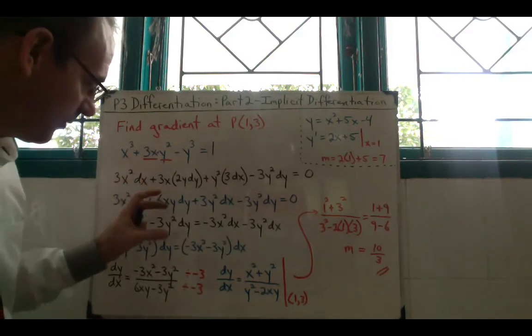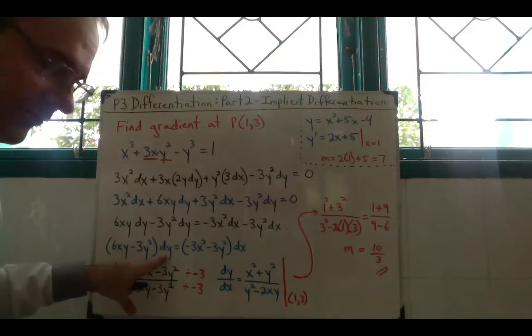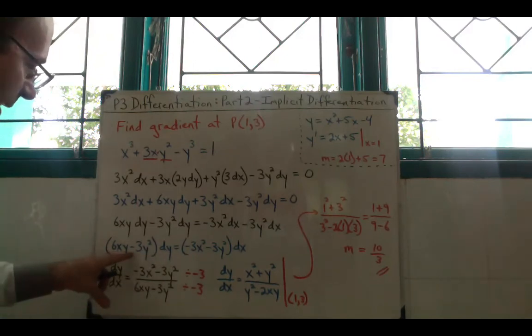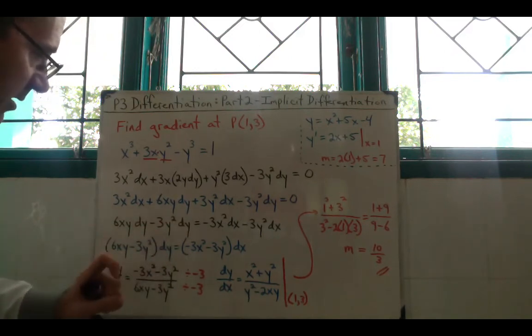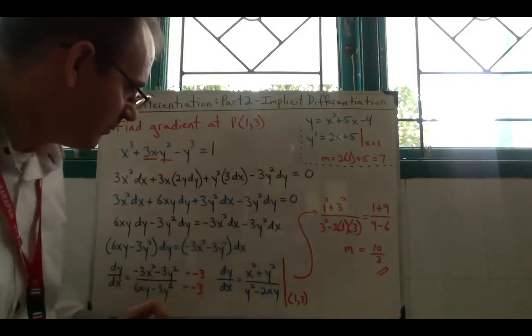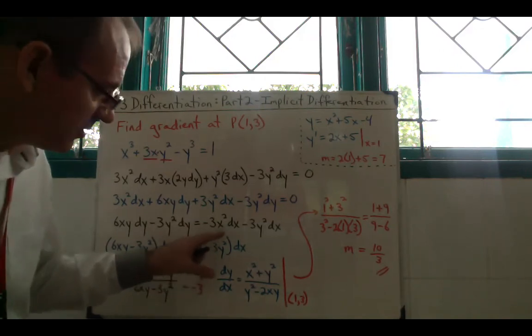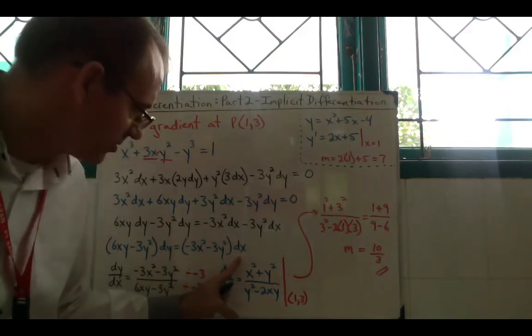Now, once we've separated the dy's and the dx's, we can factor out the differential. So here we have our 6x minus 3y squared, and we factor out the dy. The dy is common to both. Here the dx is common to both, so we factor it out and we get negative 3x squared minus 3y squared with dx as the differential.